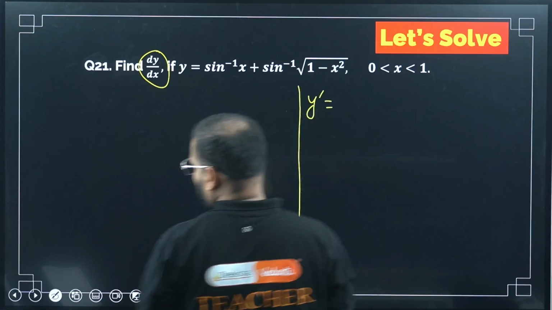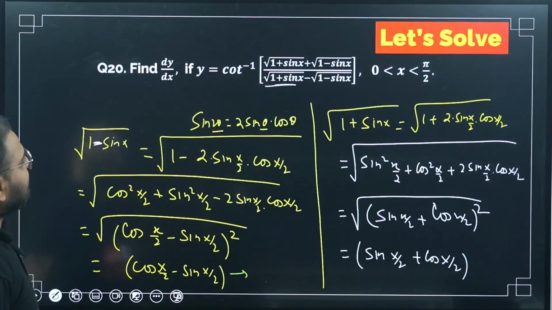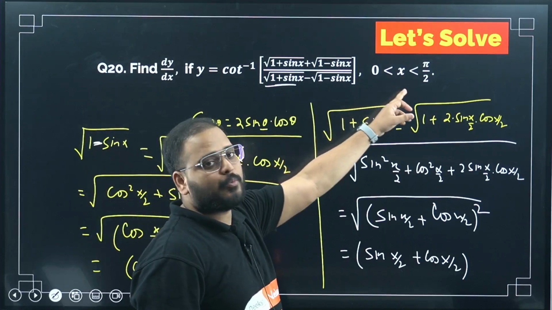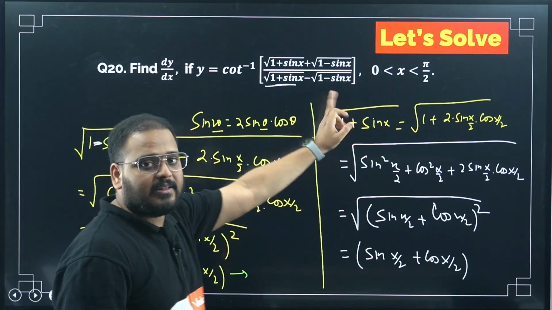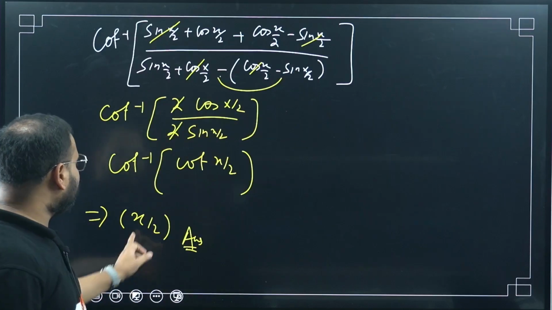Sin inverse. One more thing: I didn't apply this condition 0 to pi by 2 because it is automatically applied. Because in that domain only, I can write this as x by 2.